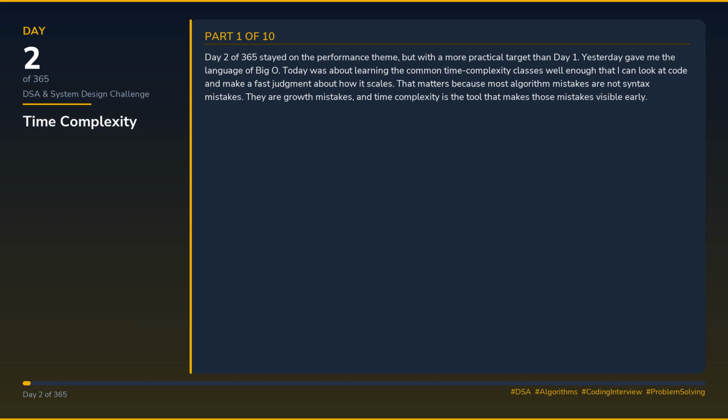Day 2 of 365 stayed on the performance theme, but with a more practical target than day 1. Yesterday gave me the language of Big O. Today was about learning the common time complexity classes well enough that I can look at code and make a fast judgment about how it scales. That matters because most algorithm mistakes are not syntax mistakes. They are growth mistakes, and time complexity is the tool that makes those mistakes visible early.